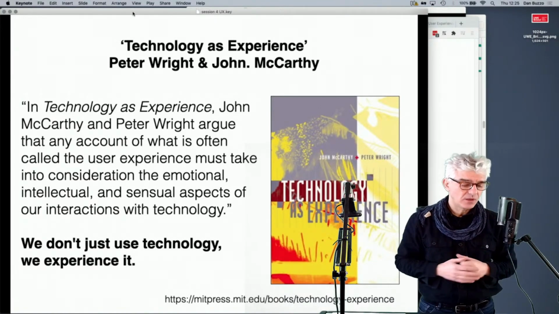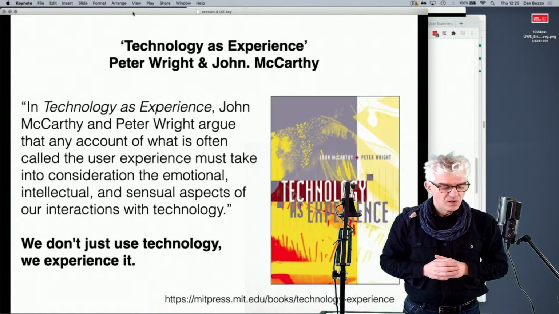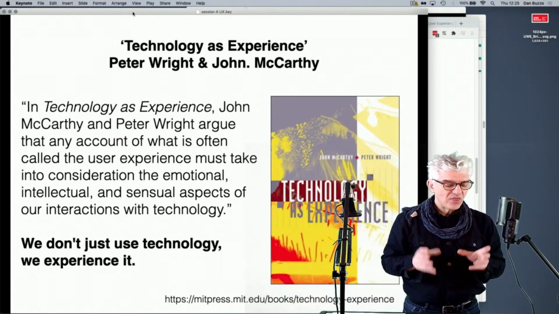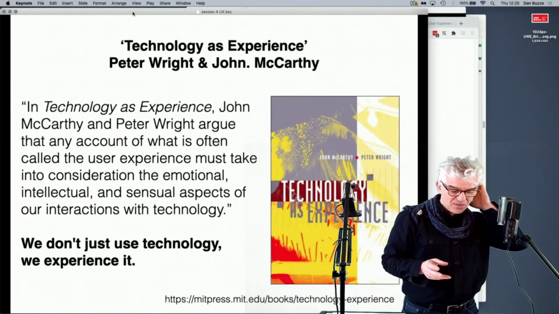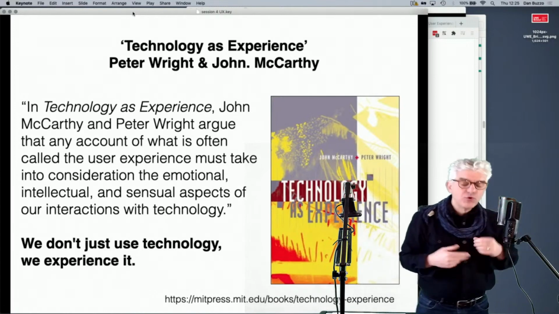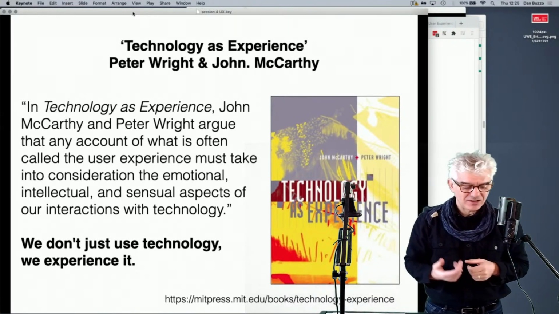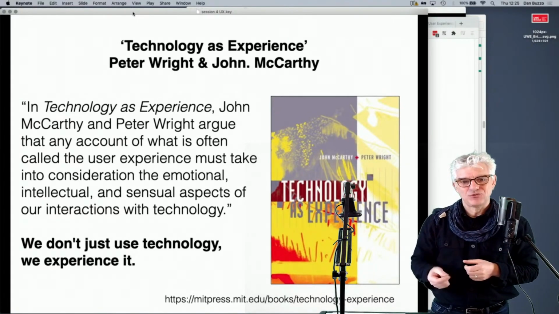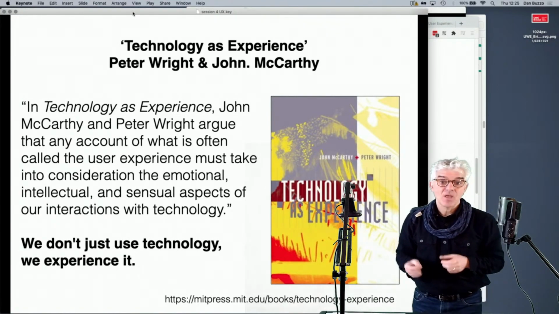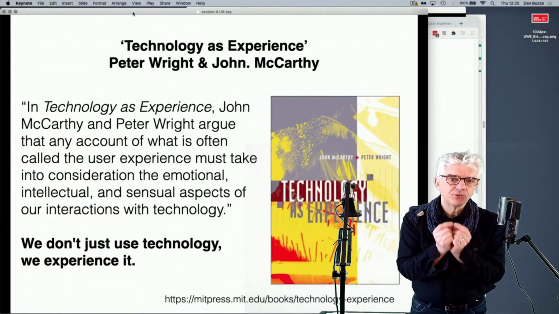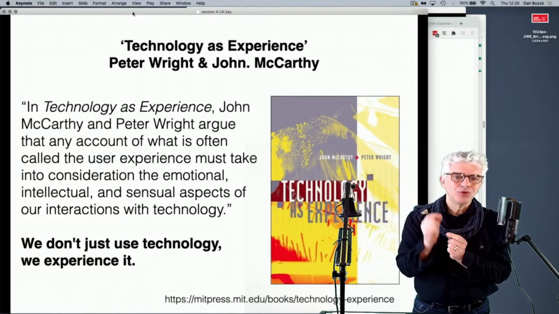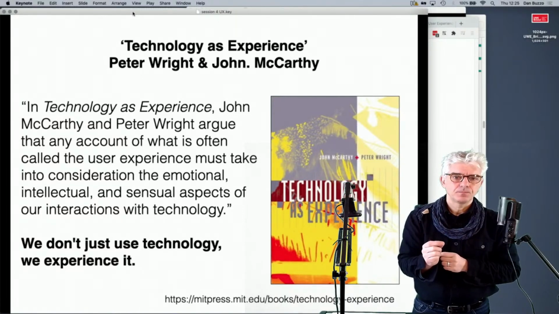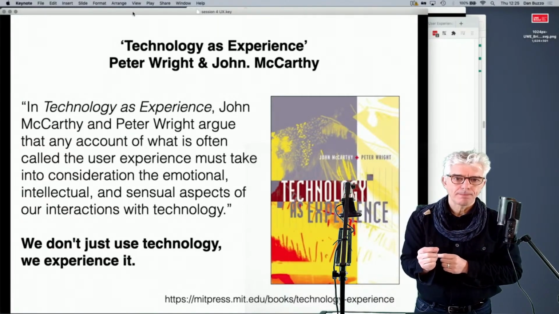Their point inside the book is to say, essentially, that when we think about designing anything that's called user experience, we've got to take into account emotional, intellectual, and sensual aspects of interactions with technology. The bottom line is to remember that we don't use technology, we experience it.